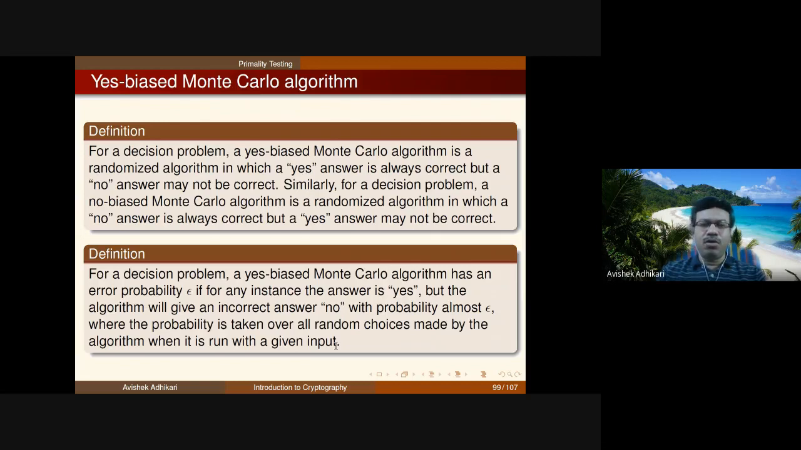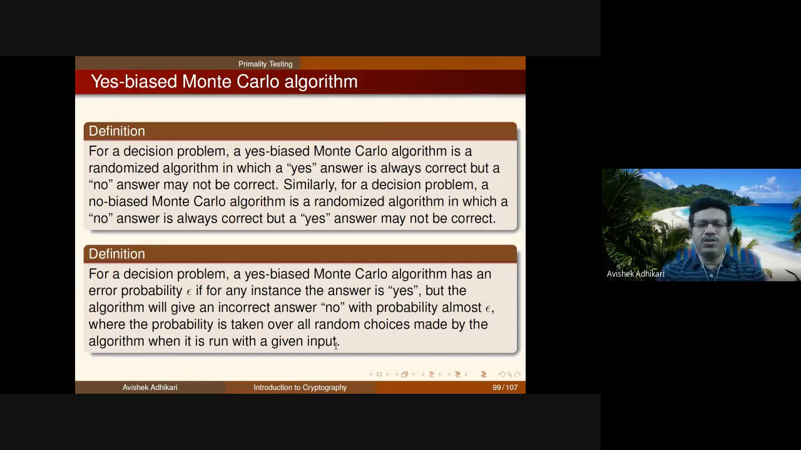So suppose you have a yes-biased Monte Carlo algorithm. When you are getting yes, you are already done. Now we need to check what about no. So you get a no answer. Now think about when you get a no answer and you think that the no answer is a wrong answer, then what should be your correct answer? The correct answer should be yes, but by mistake it has given you the answer no.